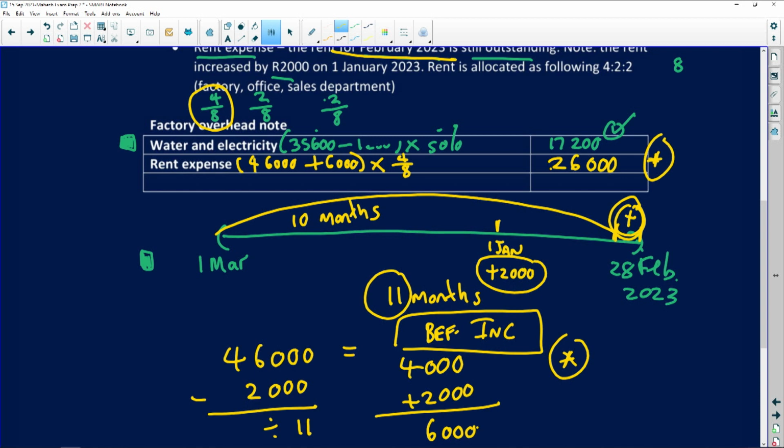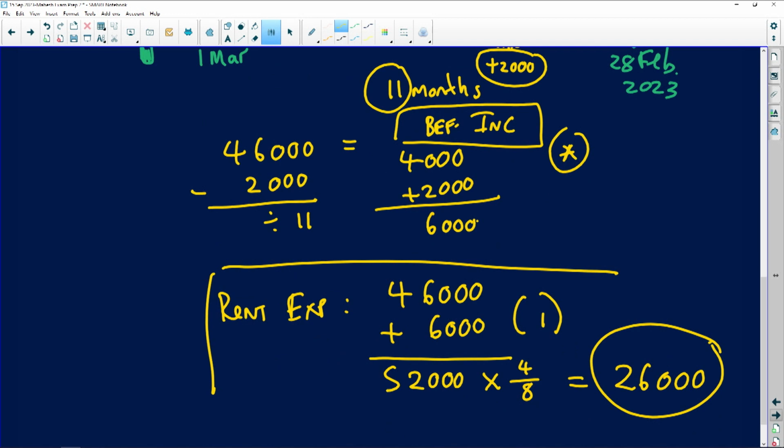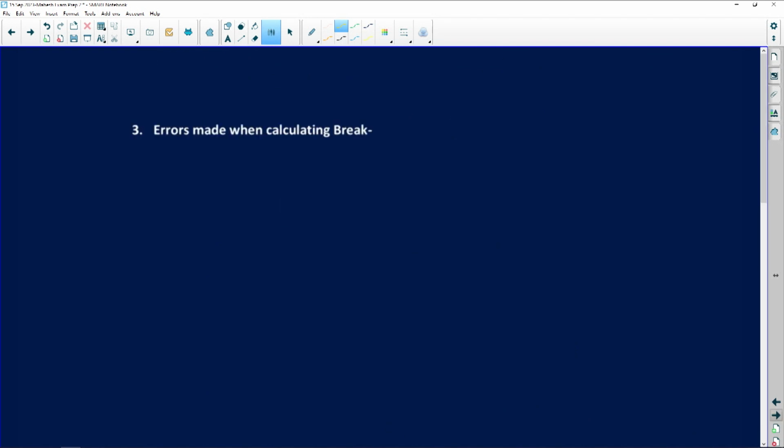Okay, right. Okay, so I think we've done quite a few on manufacturing. I just want to quickly touch now on errors made when calculating break-even.